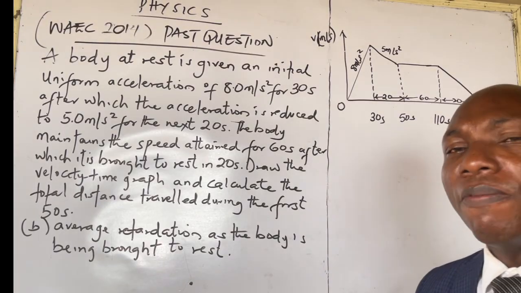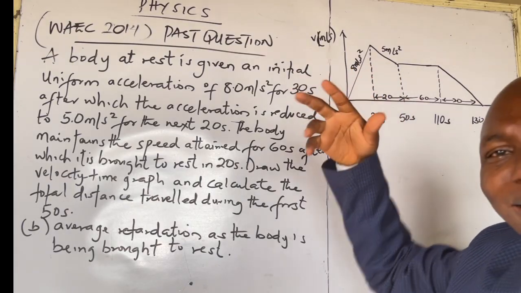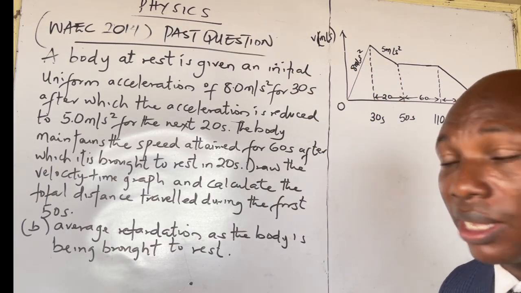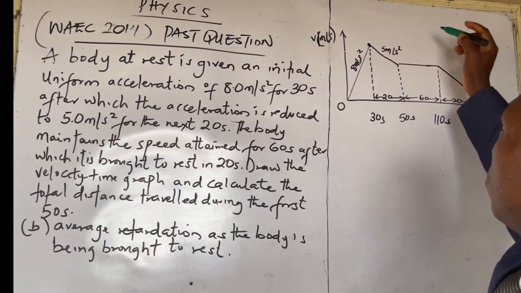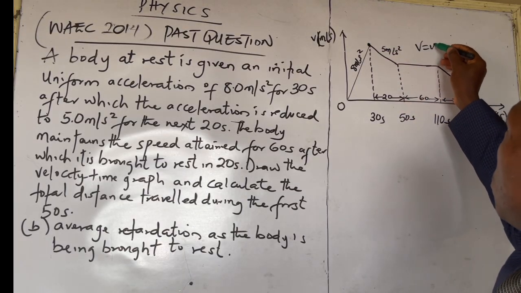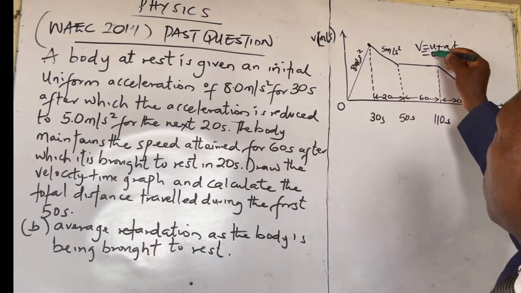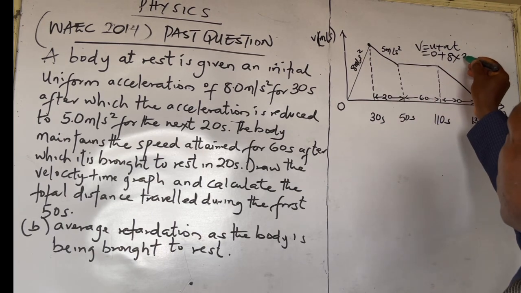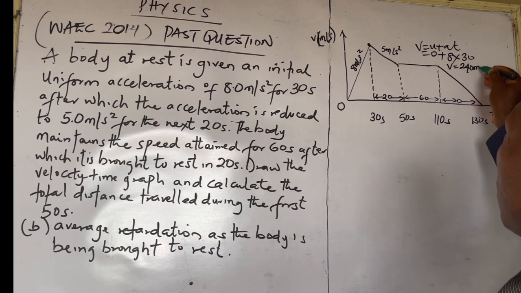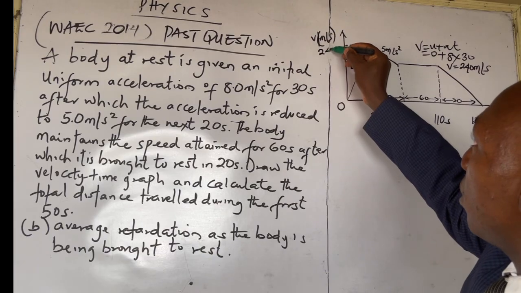So before we can solve this problem, we must know the maximum velocity or final velocity, which is this. So we apply the equation of motion, V equals U plus AT. The body is starting from rest, that's 0. Our acceleration is 8, and our time at that point is 30. So V is 240 meters per second. So here now, 240.